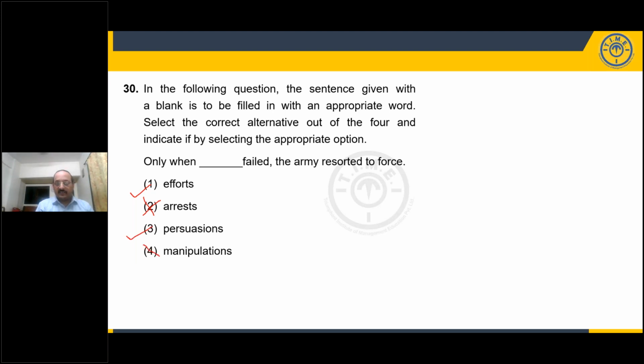Manipulations, but it's a negative word, right? For example, persuasion means to convince somebody. Manipulation is to control someone to your advantage. I need a positive word here. So manipulation does not work. Efforts and persuasion में कौन सा better होगा? Persuasion. Because first you try to persuade them that you are right, then you have to resort to force. So persuasions. Only when persuasions failed, the army resorted to force.